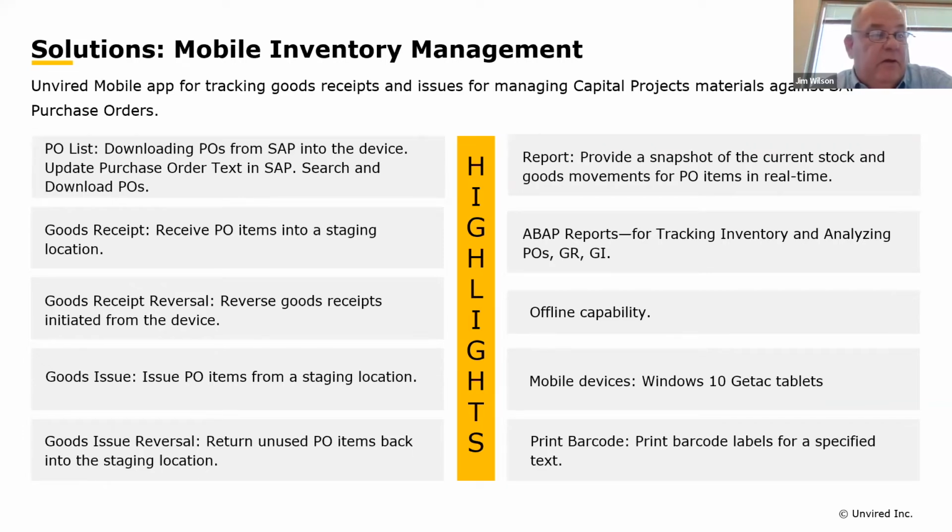This is also done on Windows 10-inch tablets. Most of it is done by barcoding. They're able to print the barcodes off the PO, scan them, and tag the equipment as it comes in, and then scan it to do the goods receipts and assignments as it's used down the road.